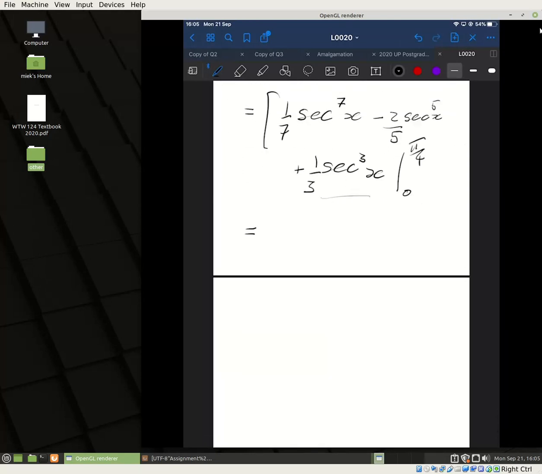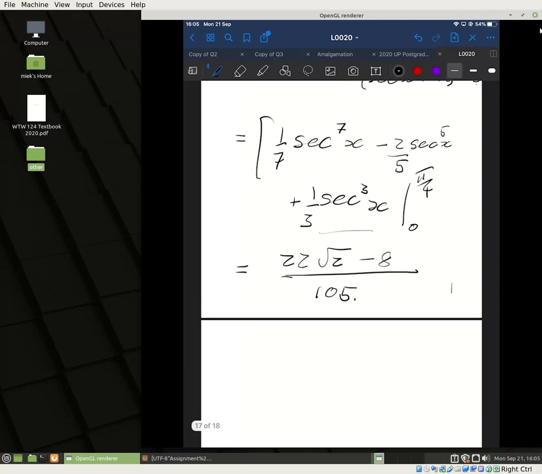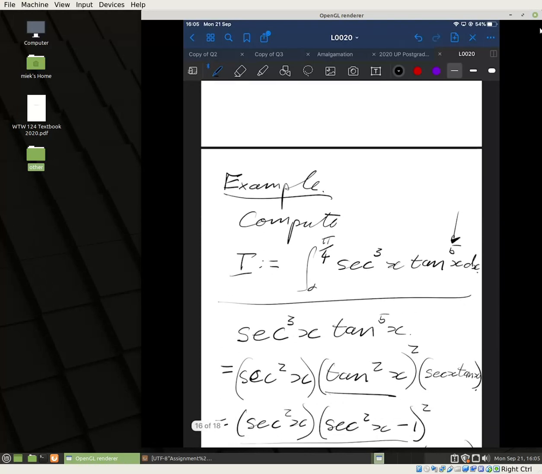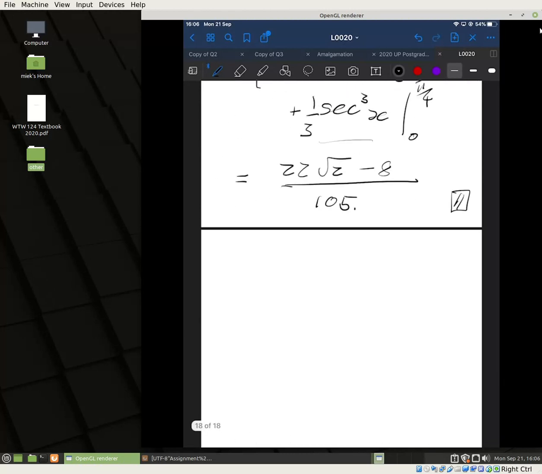And if I did not make a mistake in my calculation, this ends up being 22 square root 2 minus 8 over 105. So that I will leave as an exercise. Okay, so here we have seen an example where we have an odd power of tan in our integrand, which consists of sec and tan. Okay, I will see you in the next one.